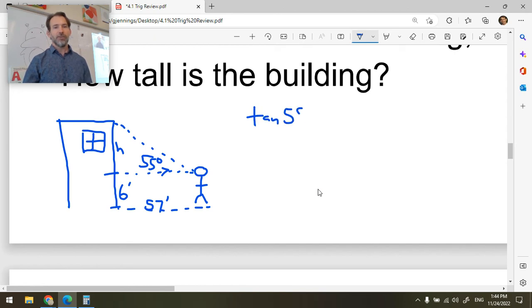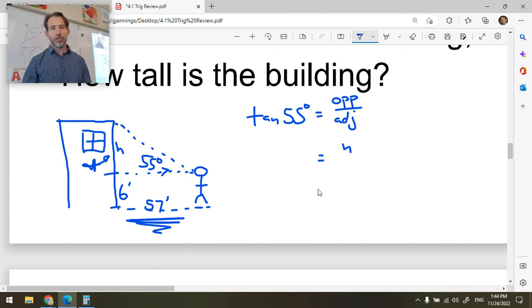Tan 55 is equal to opposite over adjacent. I know the adjacent side is 57. I'm looking for the opposite side here, height. So I have h over 57 feet is equal to tan 55. And then I multiply both sides.